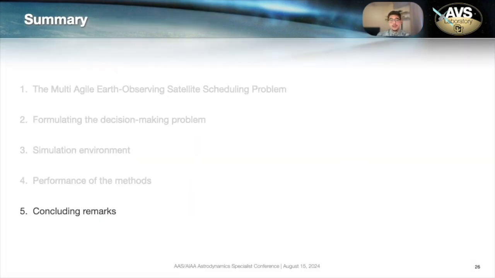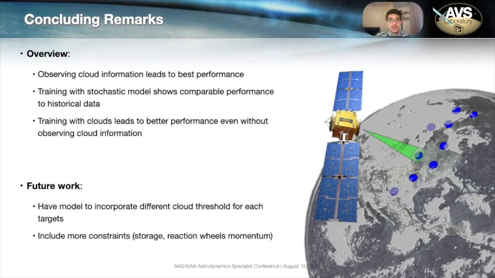So just a quick summary of our results. Agents that can observe cloud information have the best performance. Training with stochastic models shows comparable performance to historical cloud data, or even better for the linear reward case. And also, training with clouds leads to better performance even if you cannot observe that information.